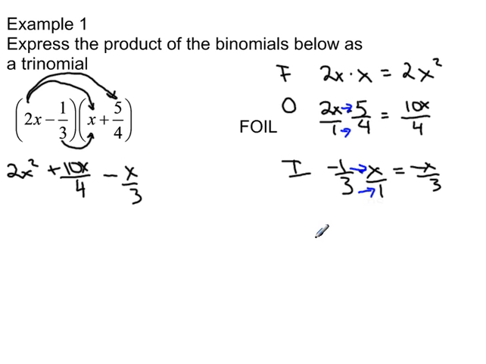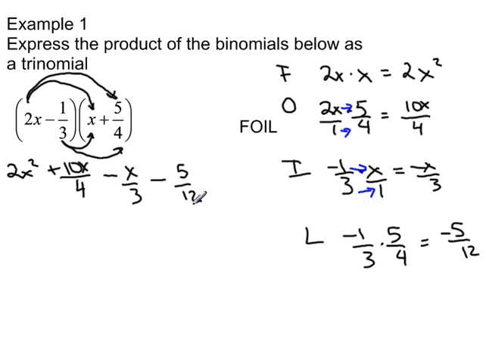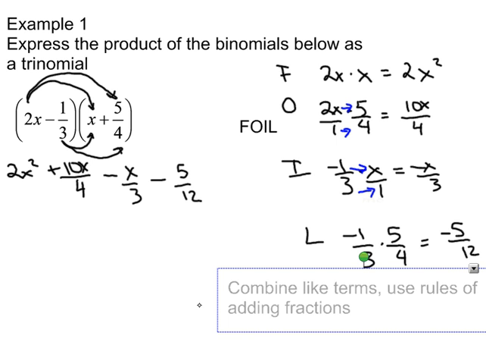And then for the last, so yes, we're finally at the last, we got negative 1 over 3 times 5 over 4. Multiply across, we get negative 5 over 12. Okay, so we got 4 terms, so you know that we got to combine the like terms.